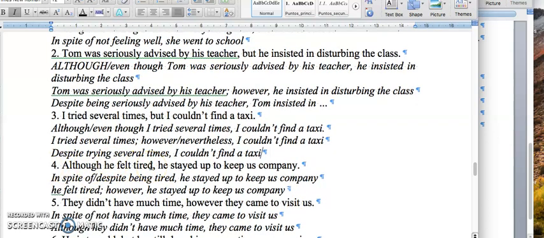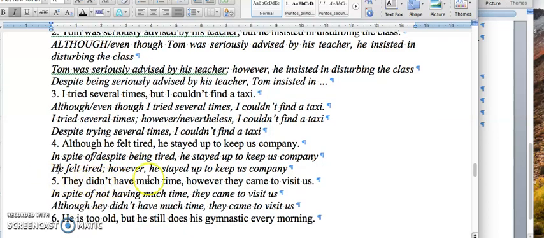Although he felt tired, he stayed up to keep us company. In spite or despite of being tired, he stayed up to keep us company. He felt tired, however, he stayed up to keep us company. They didn't have much time, however, they came to visit. Mismo sujeto, pues podemos utilizar esto. No nos olvidamos del not, ¿vale? De la negación. Justamente después del conector. Despite, in spite or despite not having much time, they came to visit us. Although they didn't have much money, they came to visit us.